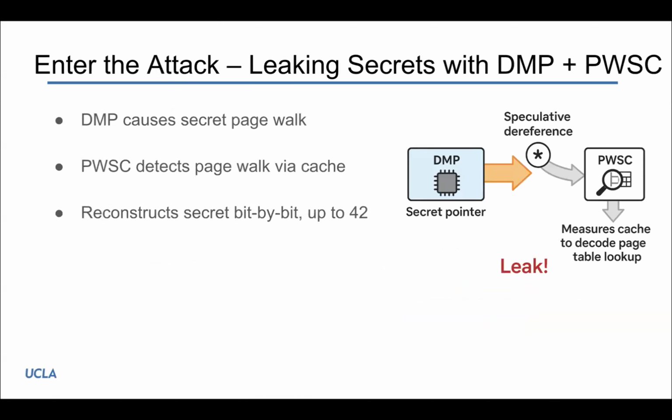Now here's where PWSC gets involved. After training the DMP with the streaming access pattern, the attacker can trigger it with just a simple load. That load causes the DMP to speculatively dereference a pointer that points to a secret value, even if that pointer is invalid. This speculative dereference triggers a page walk, and PWSC detects which page table entries are accessed by monitoring their cache effects. Using a memory mapping strategy, the attacker figures out which level each access came from, and from that, reconstructs up to 42 bits of the secret virtual address.